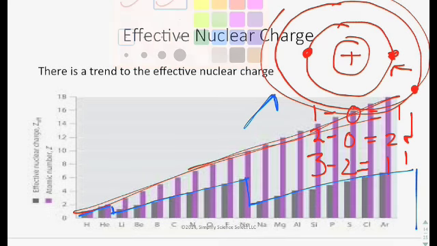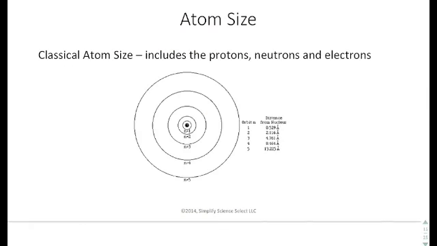So for atom size, it's really hard to define the atom size just because of where does the atom start and where does the atom end. Generally speaking, when we talk about the classical atom size, we're including the protons, neutrons, and electrons. And this is where it gets tricky, because the electrons are never constantly in the same place. According to the classical model, they are stuck in these particular orbitals. But the problem is if this is a hydrogen atom, the electron could be here, here, here, or here, depending on the energy of that particular hydrogen atom.